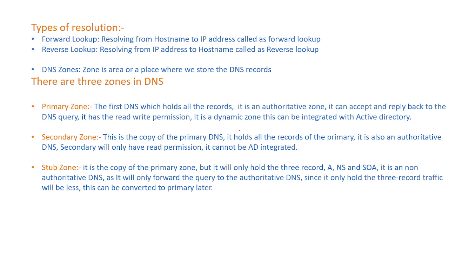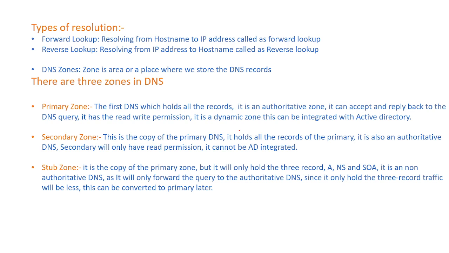So when somebody types server01.microsoft.com, it will go to the zone and check whether server 01 is there. Yes. What is the IP address? 1.10. From there it will just take and give you. I'll show you that. So it will have all the records. It is an authoritative zone. It can accept and reply back to the query, and it has got read write permission. It's a dynamic zone, which means you can create all the records there.